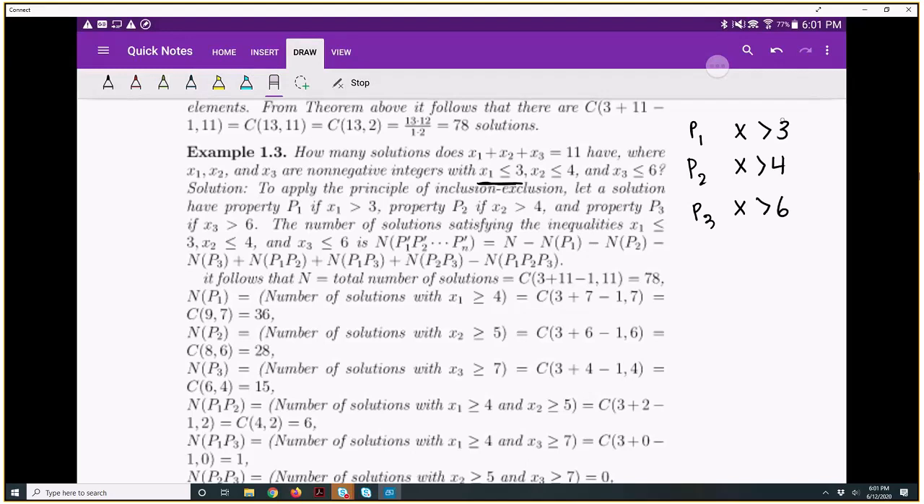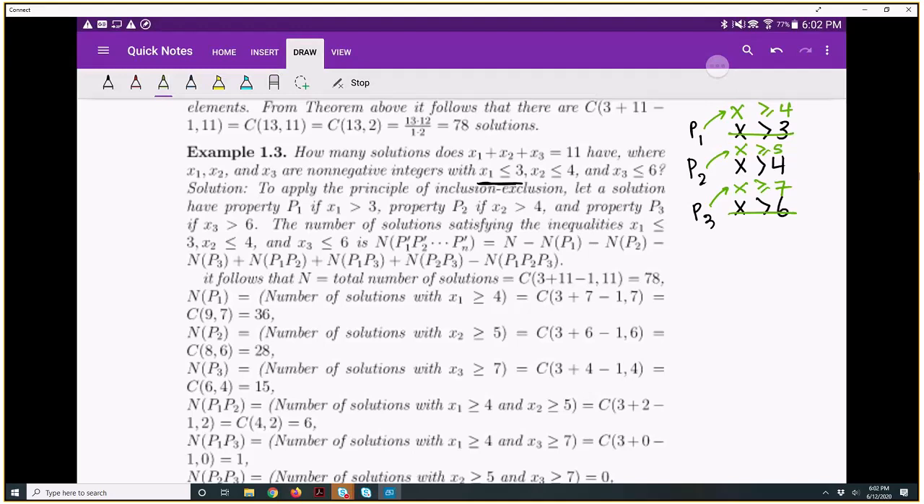I'm going to say another way of saying that x is greater than 3 is to say that x is greater than or equal to 4. Again, we're talking about integer solutions, so being an integer greater than 3 is the same thing as being an integer greater than or equal to 4. Being an integer greater than 4 is the same thing as being an integer greater than or equal to 5. Being an integer greater than 6 is the same thing as being an integer greater than or equal to 7. So these are actually the properties that I'm going to use, P1, P2, and P3.